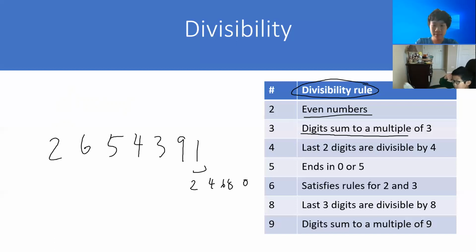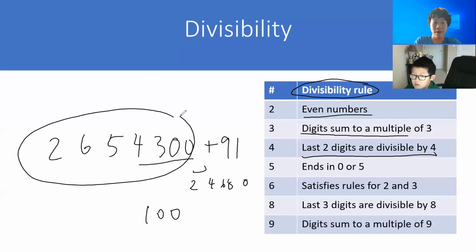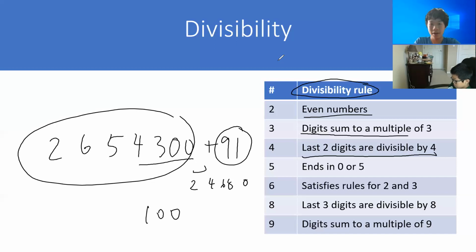Okay? If the last two digits are divisible by 4, that determines divisibility by 4. This is because 100 is divisible by 4. If you take the 91 out of this number, what remains is obviously divisible by 4 because it's a multiple of 100, and 100 is divisible by 4. So all of that is already divisible by 4, which means all we need to test is the last two digits. If they are divisible by 4, then the whole number is divisible by 4. All right, 5 is pretty easy: it ends in 0 or 5.